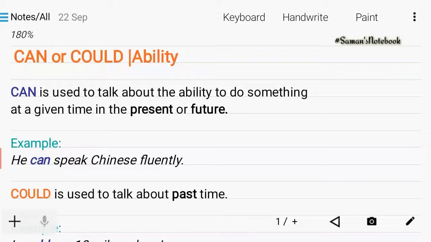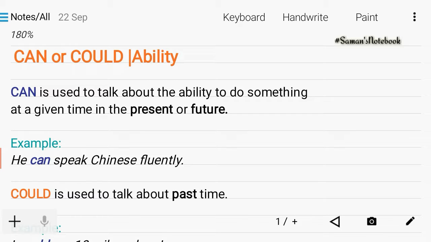Use of can or could. Number one, for ability. Can is used to talk about the ability to do something at a given time in the present or future. For example, he can speak Chinese fluently. So in this sentence, we can see that the person has an ability to speak Chinese fluently in present.